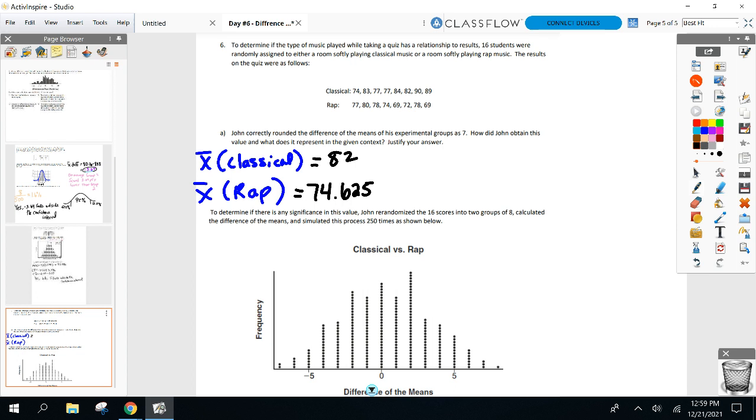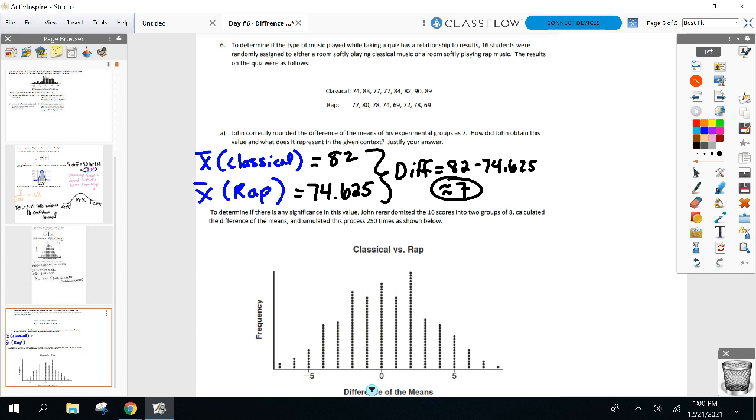So how did he get 7? What did he do? He rounded. He did 82 minus 74.625 and rounded it and got 7. So that's how he got his 7. That's the first part of this problem. Second part is, what does it represent?